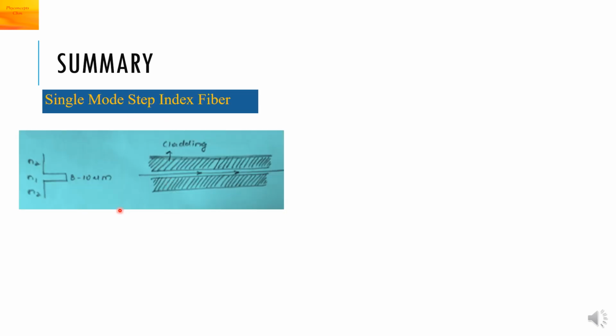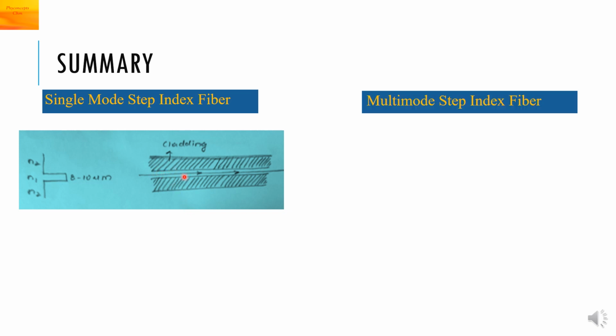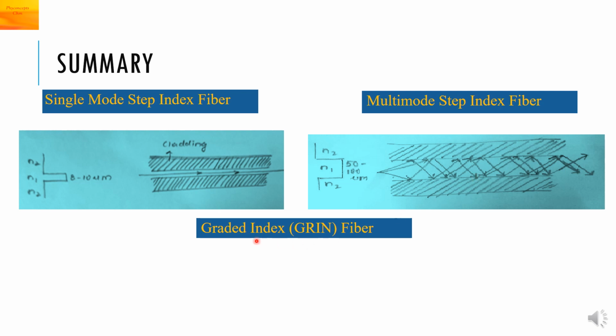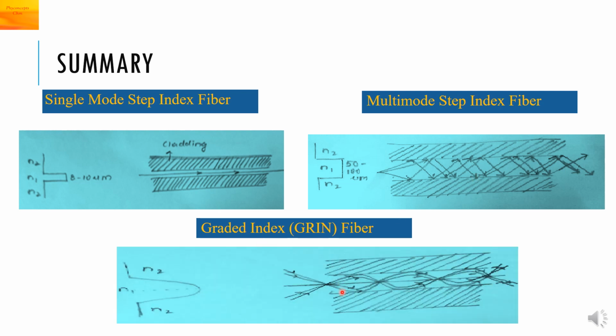So we'll just summarize whatever we had seen now. First, we had seen the single mode step index fiber, where the diameter of the core was very small. Then we saw the multi-mode step index fiber, where many modes of light rays can be launched into the fiber. And the last one was the graded index fiber, where the refractive index is not like a step as we had seen in the single mode and the multi-mode. Here the refractive index is varying.